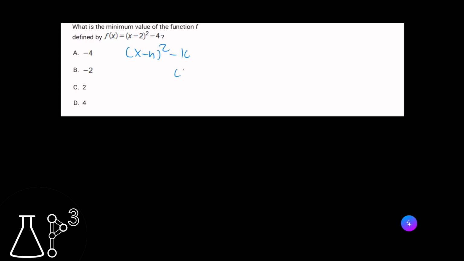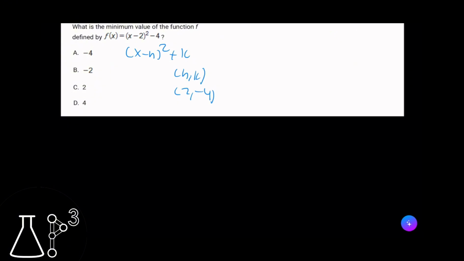So our h and k value is the vertex. As we can see, it's plus k, right? I have my h value being 2 and my k value being negative 4. Therefore, my vertex is (2, negative 4), when x equals 2 and y equals negative 4. We're looking for the minimum value, not the x value. We're looking for the minimum value of y.